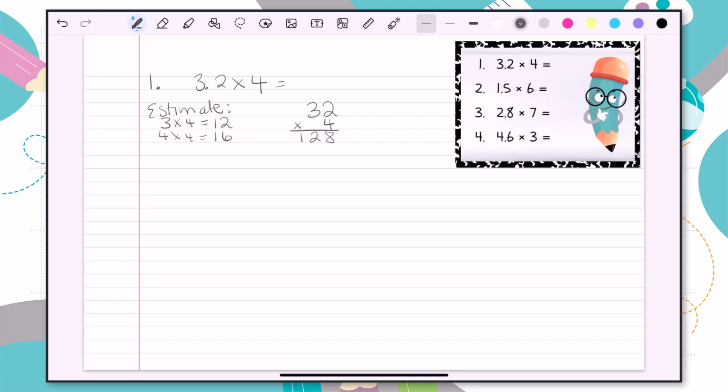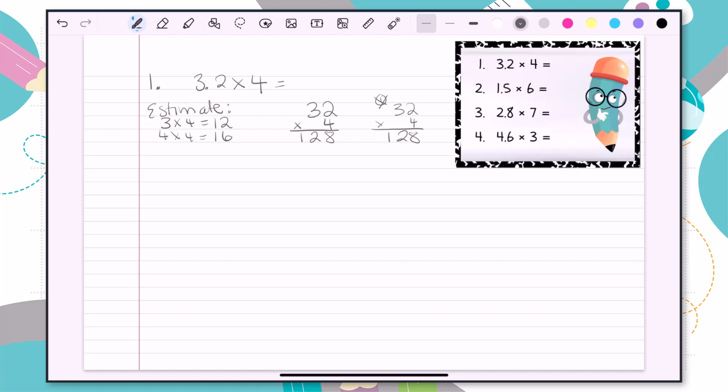However, some teachers teach that a little bit differently, so let's take a look at that. 32 times 4. Again, 4 times 2 is 8. And 3 times 4 is 12. And some teachers ask you to carry the 1 into the hundreds column, but then you're multiplying 4 times 0 and adding the 1 afterwards.